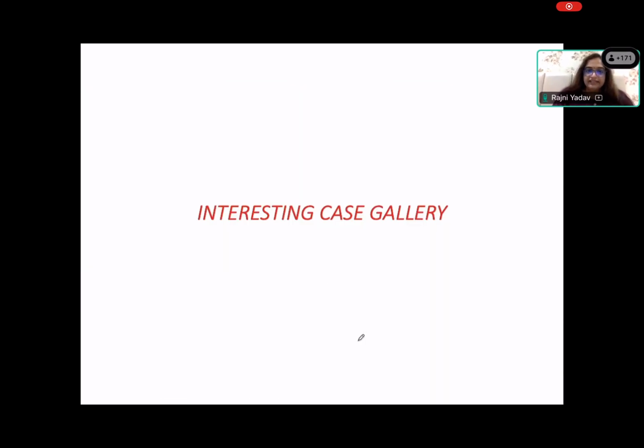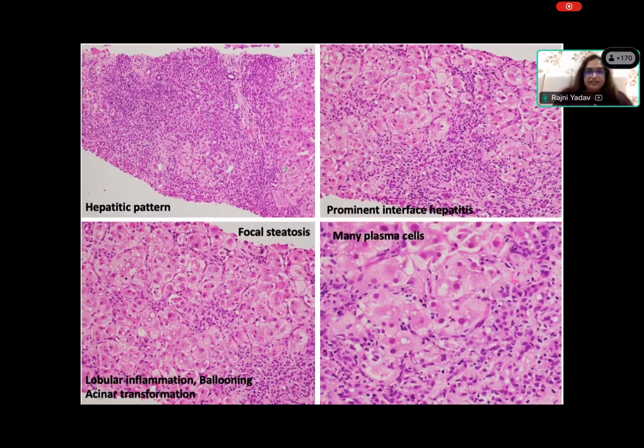So let's go through the interesting case gallery quickly. These are different cases which I encountered in my routine reporting. So in this case, we can see a nodule formation here, and the fibrous septa have a lot of inflammation. So it is a dense inflammation. So it's a hepatitic pattern. Then these ducts are injured, and see they are proliferating. You can see there is a ductular proliferation.